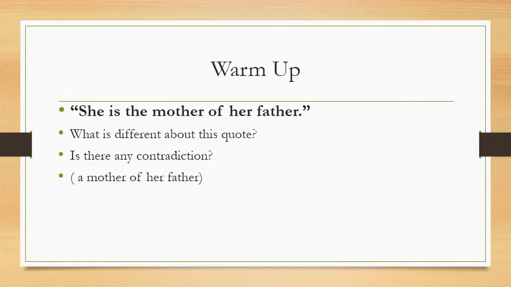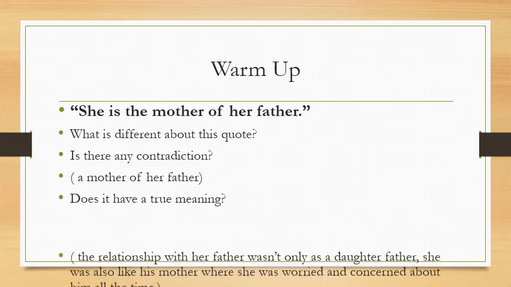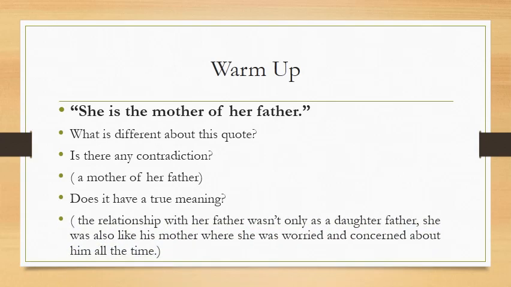She was called the mother of her father because her relationship with her father wasn't only as a daughter to a father. She was also like a mother, worried and concerned about him all the time. She treated him as her own child, as her own son. In this statement, there is a contradiction: a mother of her father. When in any statement there's a contradiction, and that contradiction gives a special true meaning to the statement, we call it a paradox.